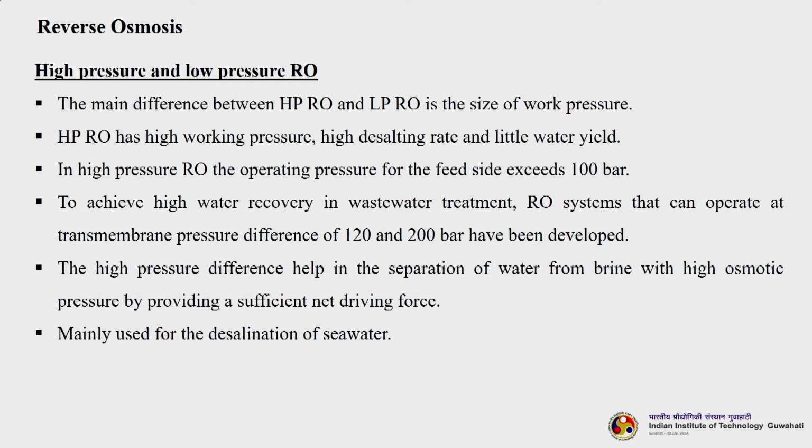So, high pressure RO has high working pressure, high desalting rate and little water yield. In high pressure RO, the operating pressure for the feed side exceeds 100 bar. To achieve high water recovery in wastewater treatment, RO systems that can operate at transmembrane pressure difference of 120 to 200 bar have been developed. Now, high pressure difference helps in separation of water from brine with high osmotic pressure by providing a sufficient net driving force. So, high pressure RO is used mainly for the desalination of seawater.